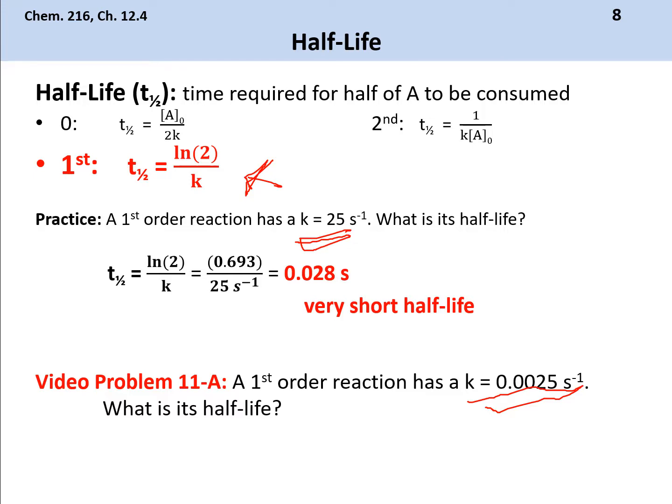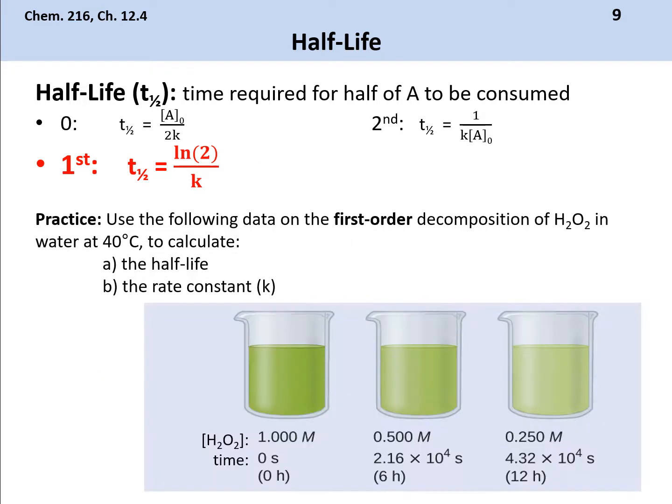Now let's expand on this one more time. For that one right there, we used K to figure a half-life. Let's figure out another way to figure out half-life. So let's say we have some data. We're looking at the first order decomposition of H2O2 in water at 40 degrees. And we have this data.